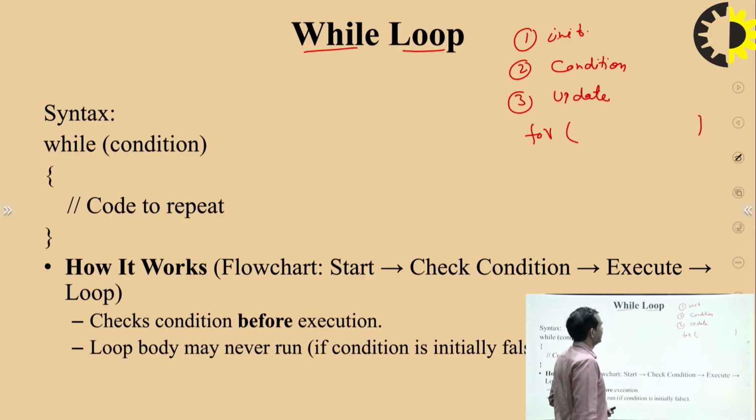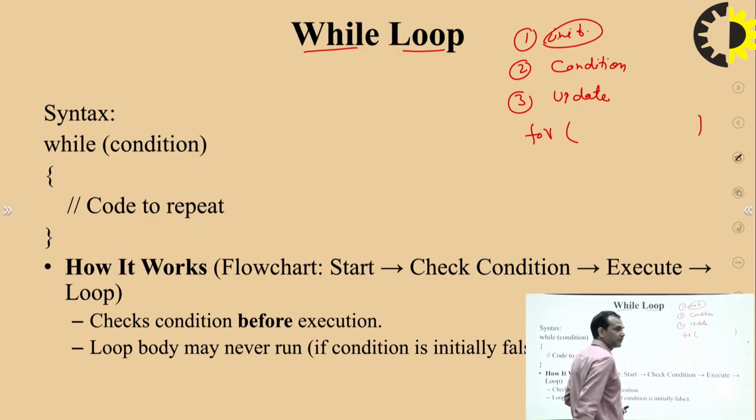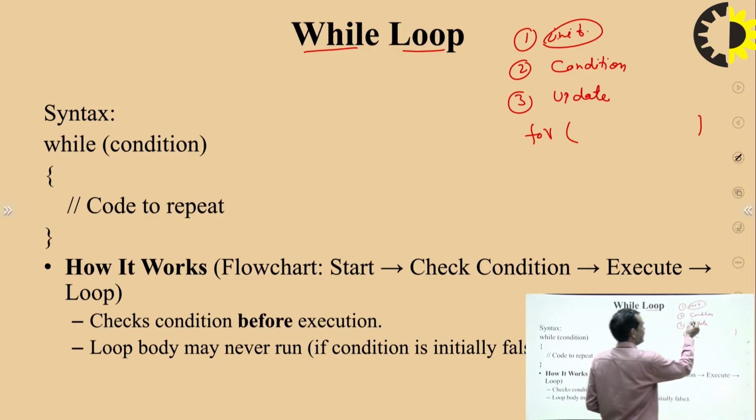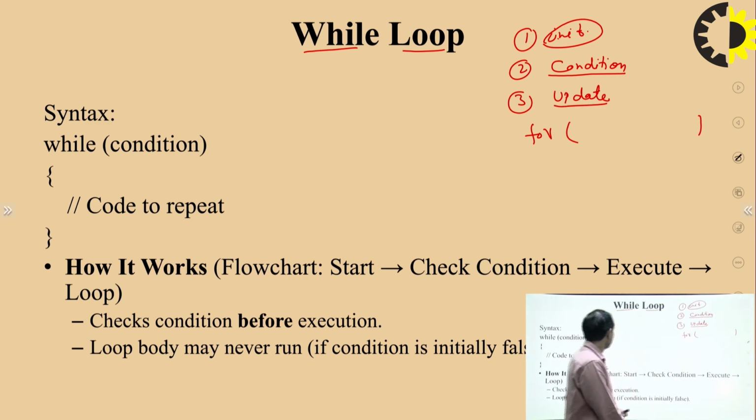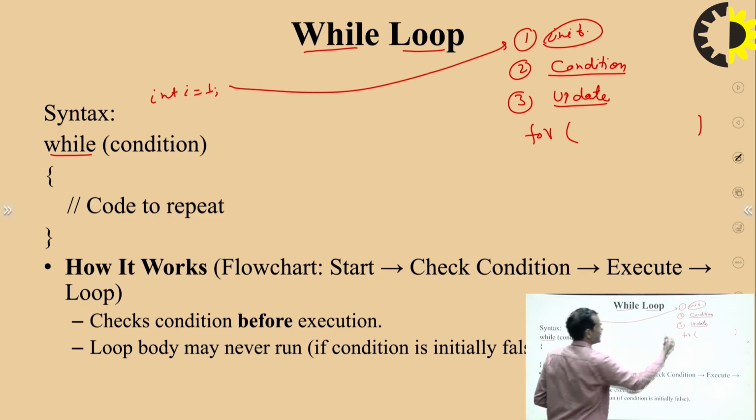But in the while loop, firstly we initialize the variable, and in the while loop we only check the condition. If the condition is true, it will print something, and after that we update the value. So how does it work? Here we initialize the variable. Suppose here I am taking int I equal to 1. So this is the first step, to initialize the variable.